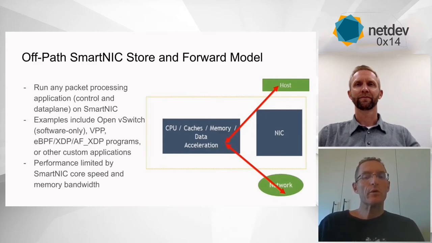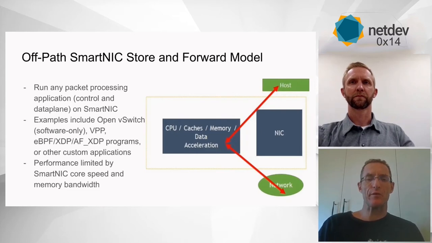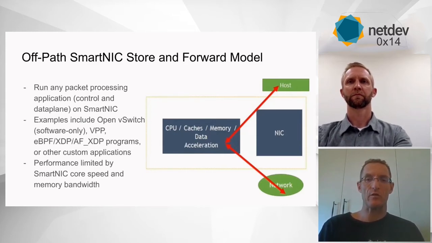We call it store and forward because each packet goes from the network to the SoC and only then to the host. The packet comes from the network, goes through the NIC interface to the SoC, and then somehow, maybe through PCI or through the NIC again, to the host. This is a sort of performance compromise, as you'll see for the next model, and the performance would be limited to some extent by the characteristics of the SoC, such as caches, core speeds, and such.